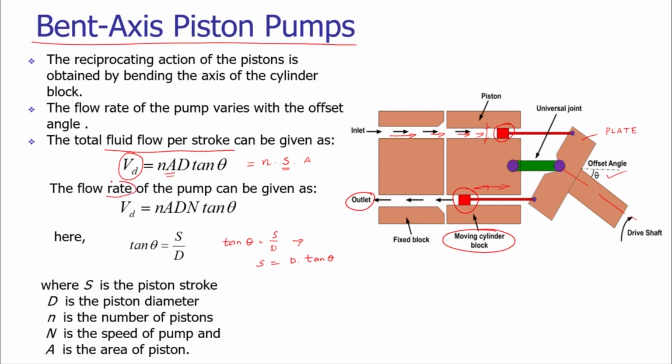Then to compute the rate of the flow, we just need to multiply the flow volume into the speed of rotation N in RPM. In this way we can easily compute the flow and the flow rate of the bent axis pump. During the operation it is very difficult to have the exact bent angle. It also has the universal joint and many reciprocating pistons and rotating parts. The construction is quite complex.